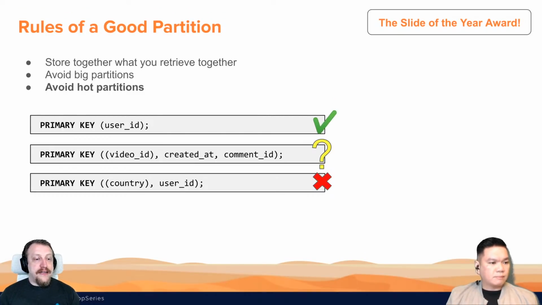Then the second situation: video ID, created at, comment ID. So we have comments stored by video. This example is operational at this point in human history. As said, the biggest amount of comments per video is around 5 million. So we can have partitions like that if they are small by the data, not so big.